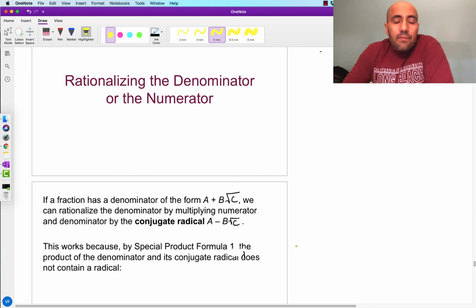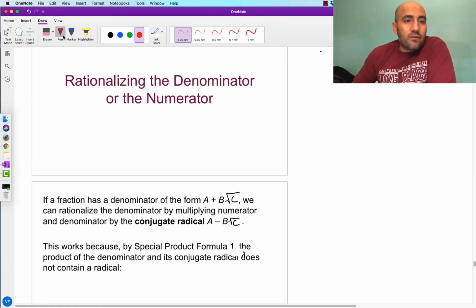One of the common ways that we're going to deal with this is when we run into a denominator that has something of the form a plus b root c, and we can rationalize the denominator by multiplying the numerator and denominator by its conjugate radical of a minus b root c.